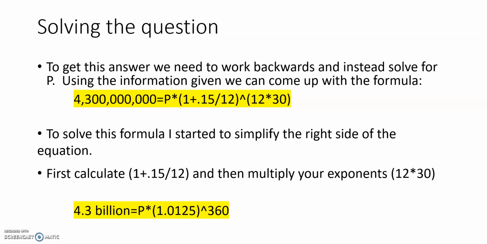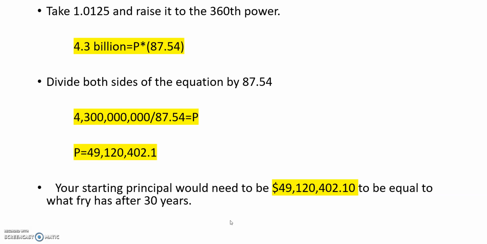So to solve this formula, I started to simplify on the right side of the equation. First you want to calculate 1 plus 0.15 divided by 12, which is going to give you 1.0125, and then you're also going to multiply your exponents. So you're going to get 12 times 30, which is going to leave you with 4.3 billion equals P times 1.0125 to the power of 360. Next, we're going to take 1.0125 and raise that to the 360th power. So that's going to give you 4.3 billion equals P times 87.54.